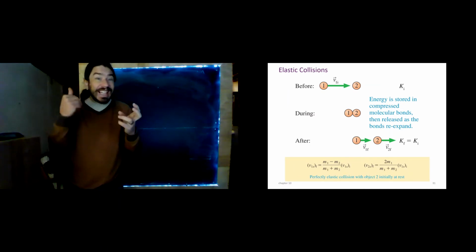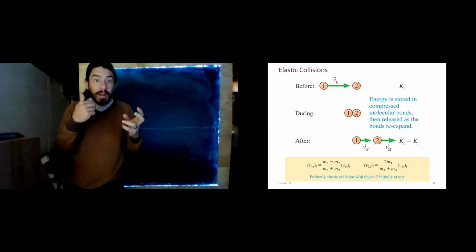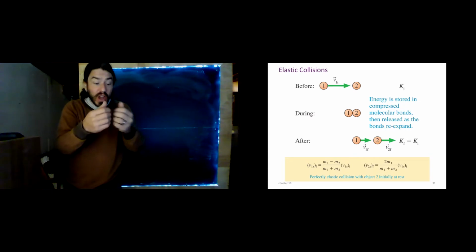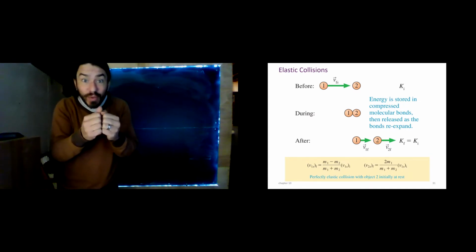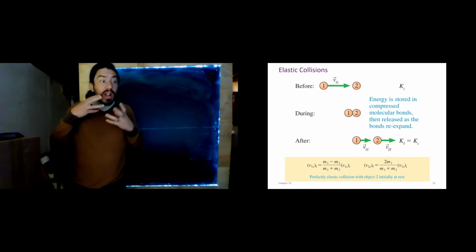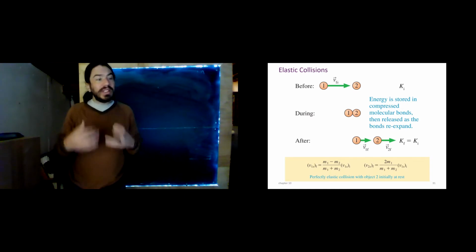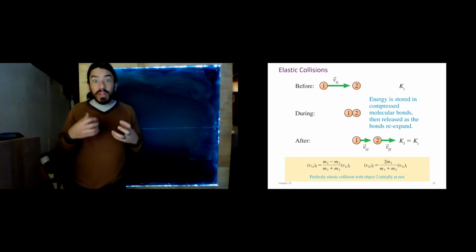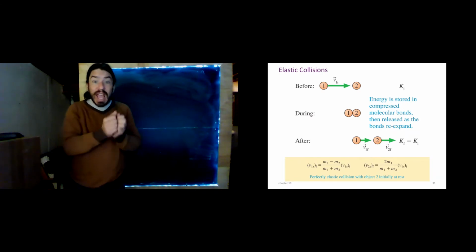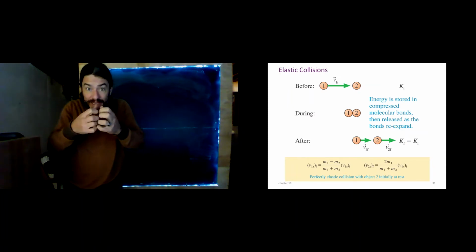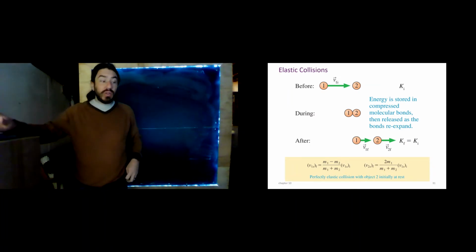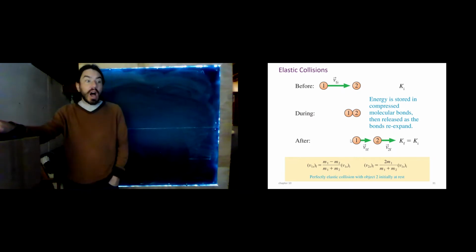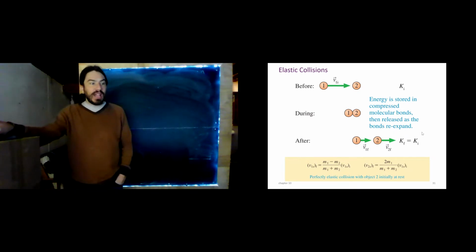If we were to take a high-speed camera picture of this, we'd see that those balls were slightly deformed. They're no longer completely round. That energy is stored in the molecular bonds of the molecules that make up that ball. And as the balls expand back to their normal shape, that energy is released again in the form of kinetic energy. And so the kinetic energy beforehand is equal to the kinetic energy afterwards.